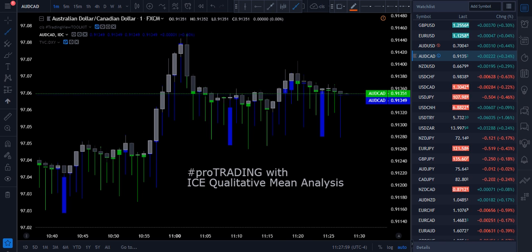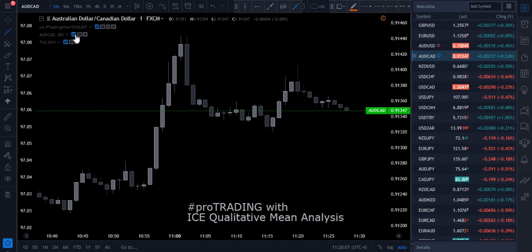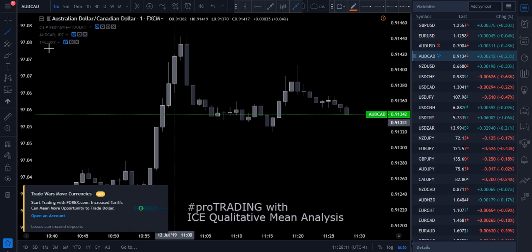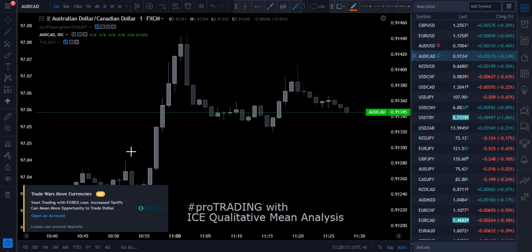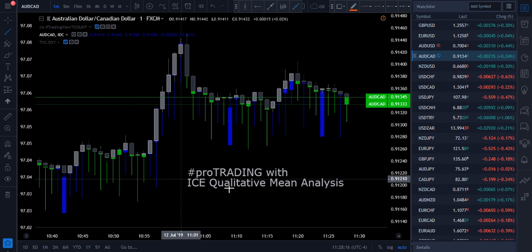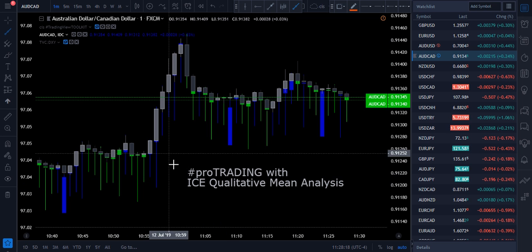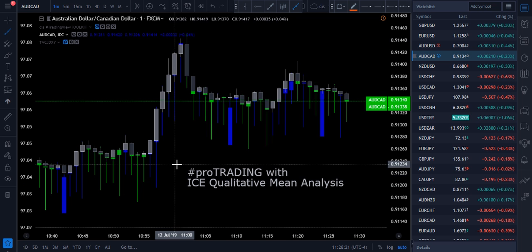The actual candle wicks: I'm going to disable the ICE markets qualitative mean analysis. I'm going to turn that off. You can see where the candle wicks are on these gray candles. All right, now when I turn on the qualitative mean analysis, you can see a difference there. So I'm going to show you how you can use this with some pro trading principles, and I'm going to go over some basic pro trading price action analysis to show you what I do.